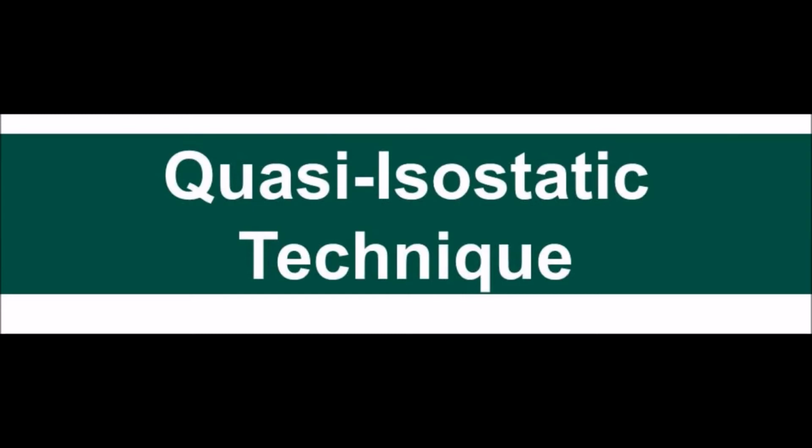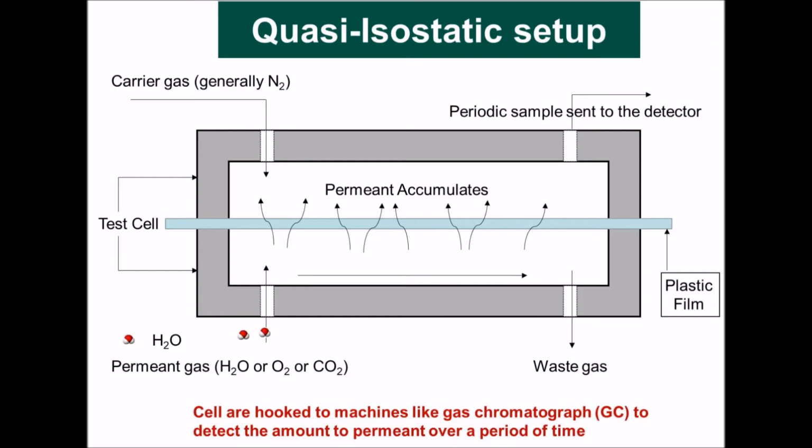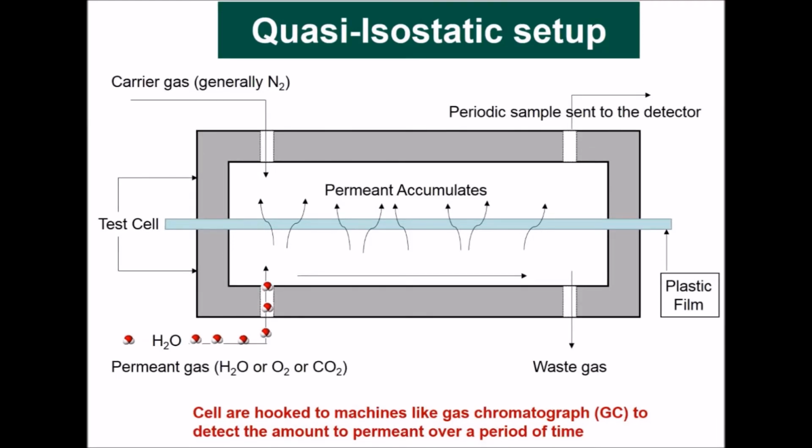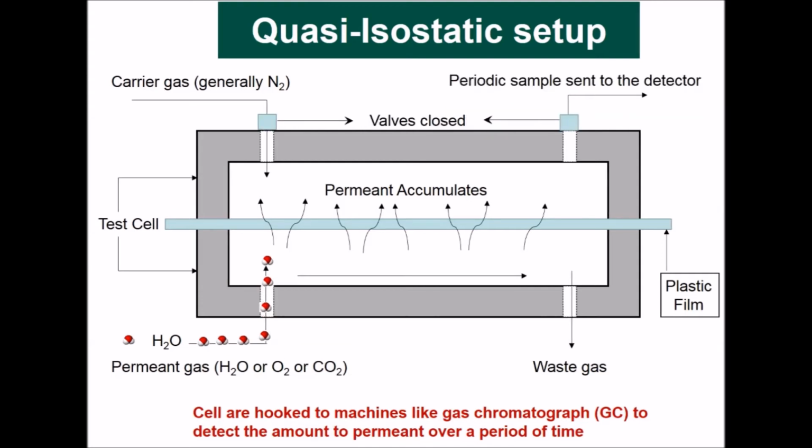The quasi-isostatic method differs a little bit from the isostatic method. In the quasi-isostatic method, the permeant permeates from the high pressure side to the low pressure side, and it is allowed to accumulate in the low permeant pressure side. After a predetermined time interval, the permeant molecules are extracted and transferred to the detector, such as a gas chromatograph.